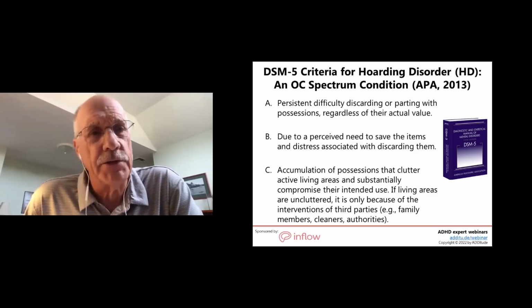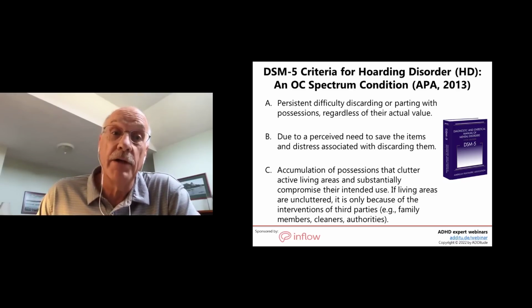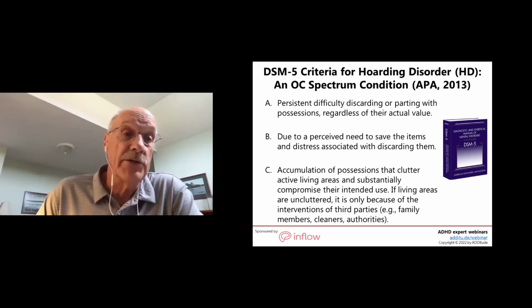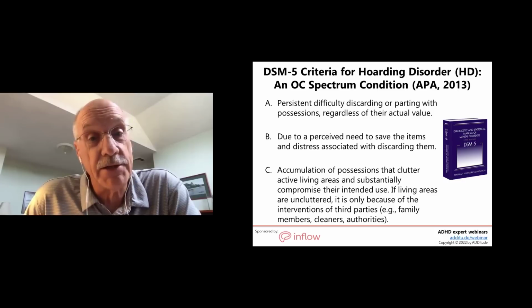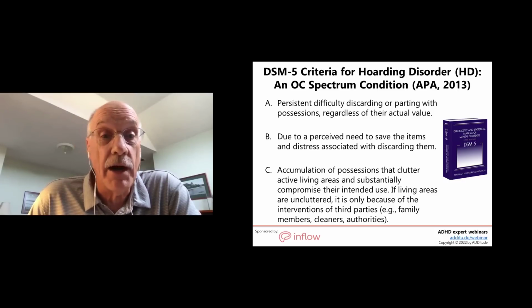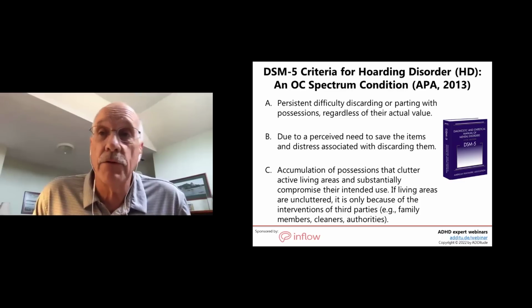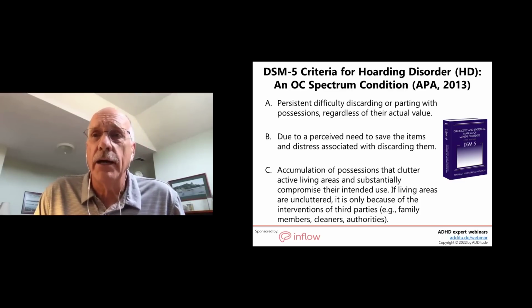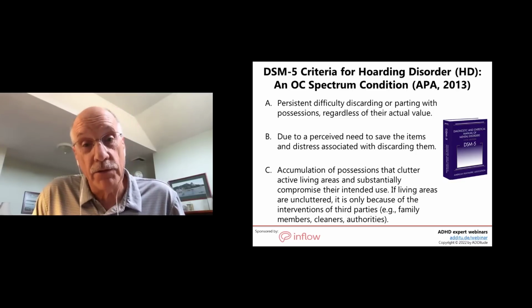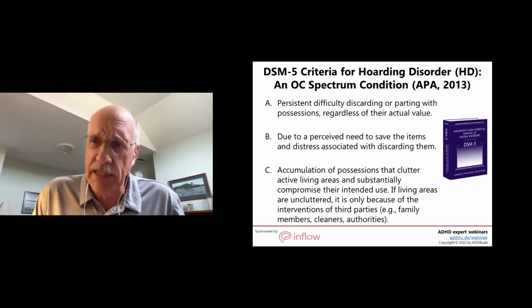And the third feature here of the disorder is not so much a behavior, but a result of the first two of these. Criterion C is that the accumulation of these possessions clutter active living areas and substantially compromise their intended use. So if someone has an attic full of stuff or a garage full or closets full, but the living areas are unaffected, it would not be considered hoarding disorder. It's only if the living areas are cluttered substantially so that they can't be used for their intended purposes.